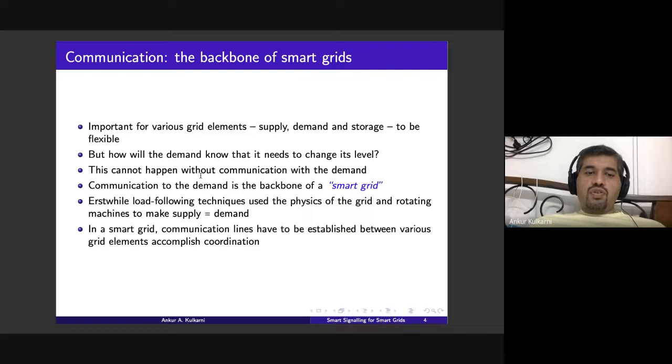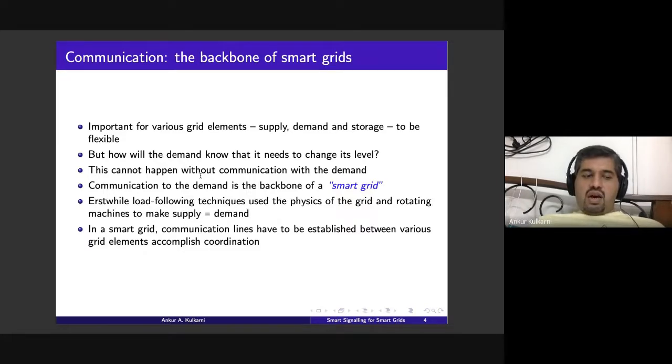Now suppose you want the demand to change its level, how will the demand know that it needs to change its level? For this to happen, you need to actually tell something to the demand, and consequently, any supply or demand side flexibility cannot happen without communication. So communication is therefore the backbone of modern grids. And if you want your grids to be smart, in the sense that they would be responsive and flexible, this cannot happen without communication.